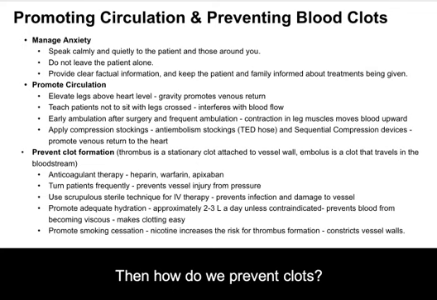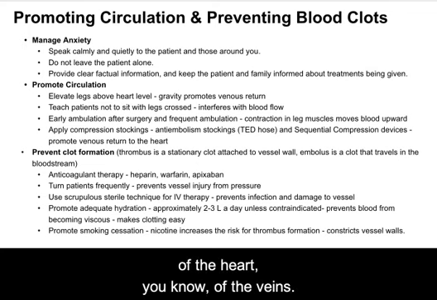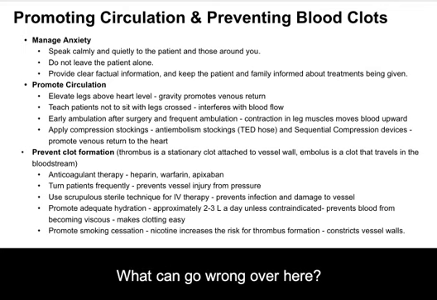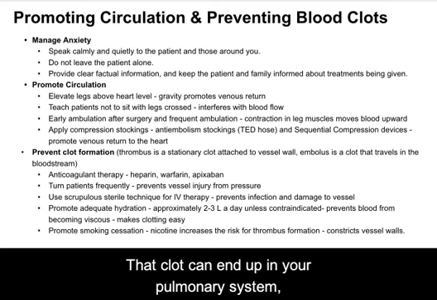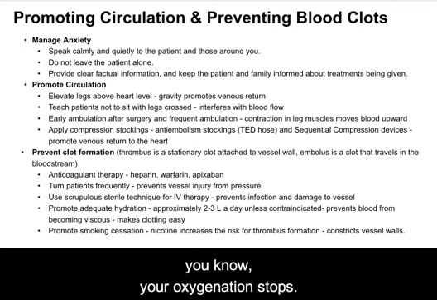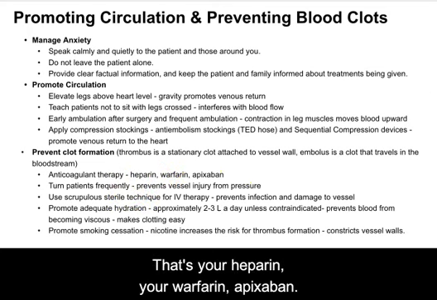Then how do we prevent clots? A thrombus is a stationary clot that's attached to the vessel of the heart, of the veins. An embolus is a clot that detaches and is traveling in the bloodstream. What can go wrong over here? That clot can end up in your pulmonary system and you can end up with a pulmonary embolism where your oxygenation stops. All right. So how can we prevent clots? We can prevent clots through anticoagulant therapy. That's your heparin, your warfarin, apixaban.